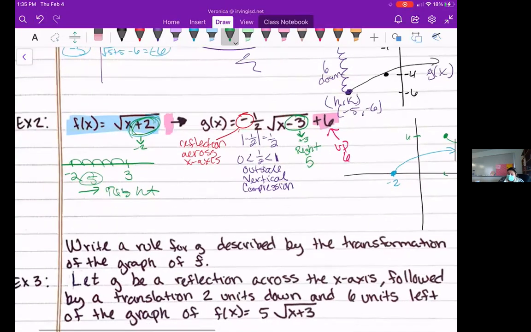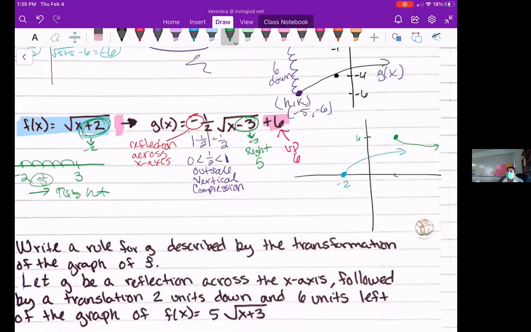Now, obviously, I just looked at the transformations that I identified, right? To graph it, I started with the point, I moved it however many units, and then I looked at my reflection, and if it was a vertical compression or whatever, you could just do what we did with the other example and make yourself a table.